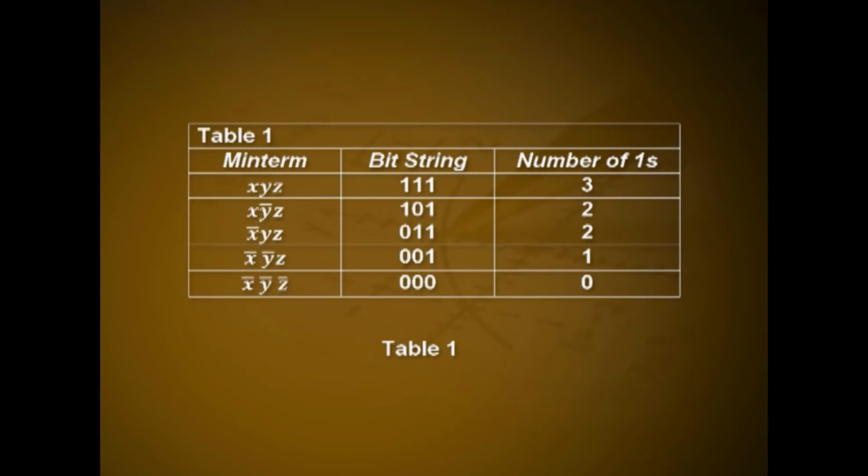Solution. We will represent the minterms in this expansion by bit strings. The first bit will be 1 if x occurs and 0 if x̄ occurs. The second bit will be 1 if y occurs and 0 if ȳ occurs. The third bit will be 1 if z occurs and 0 if z̄ occurs. We then group these terms according to the number of ones in the corresponding bit strings. This information is shown in table 1. In table 1, you can see the minterms and the corresponding bit strings and the number of ones in each bit string.